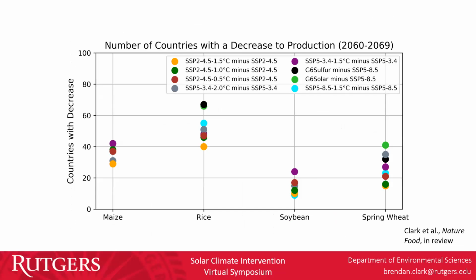And even though most of the top producing nations show an increase to their production, I think it's still worth noting that there will still be a lot of nations that will decrease their production with SAI. So this is showing the number of countries that have a decrease to their production for the different crops under these SAI scenarios. It's anywhere from maybe 15 nations with a decrease with soybean all the way up to 70 nations decreasing their production of rice under SAI. And so even though these countries may not be producing a lot of crops, the crop production that they do produce is probably pretty important to them at a local scale. So it's still something to keep in mind.